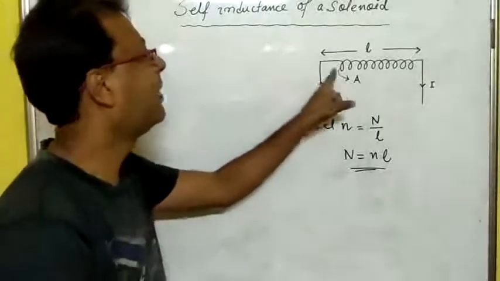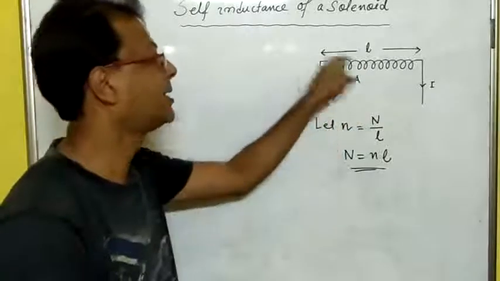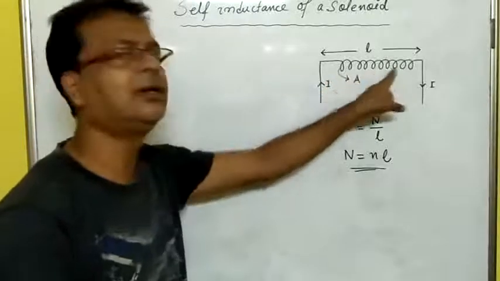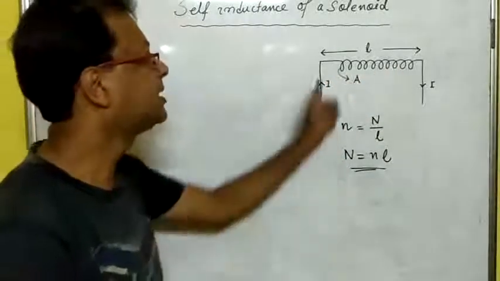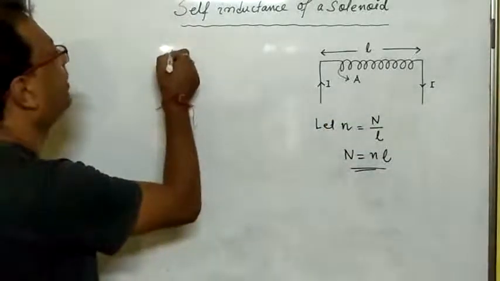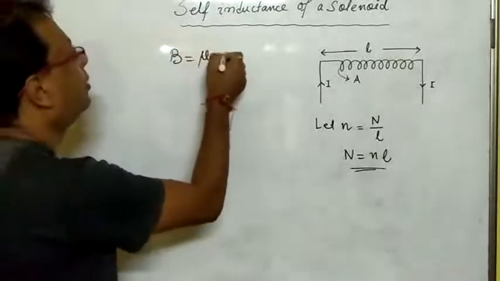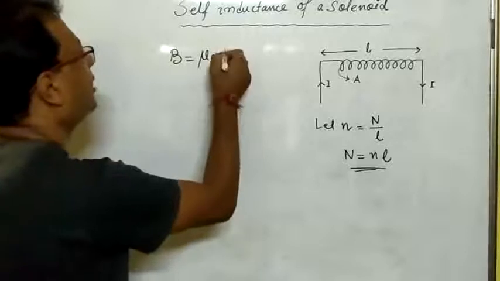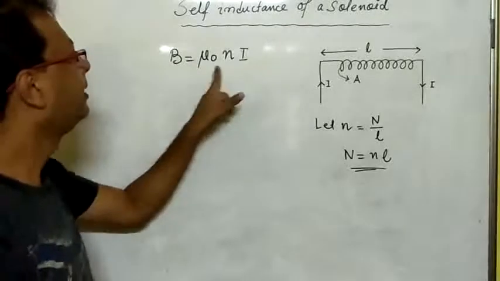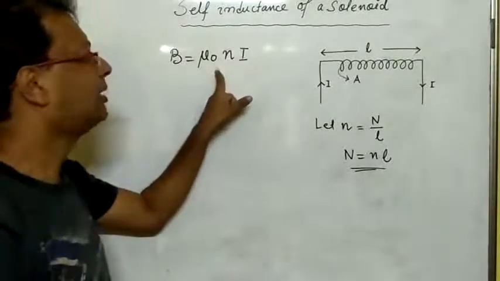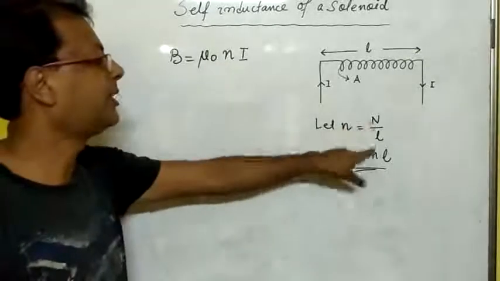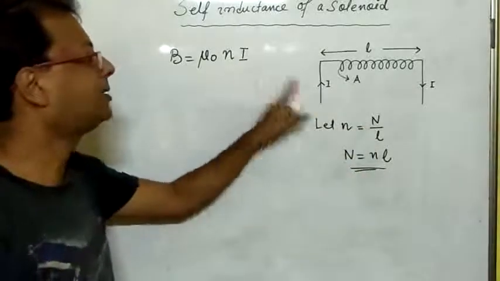Now, what is the magnetic field inside the solenoid? When you pass a current, a magnetic field is created inside the solenoid. This magnetic field is uniform and is given by B equals mu naught n I. Here mu naught is the permeability of free space, small n is the number of turns per unit length, and I is the current.